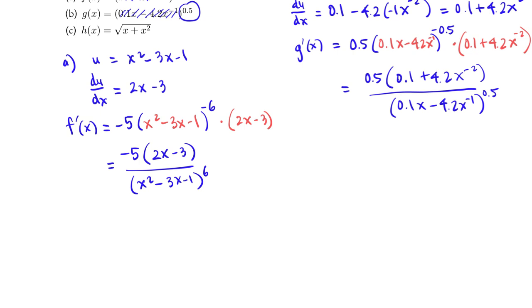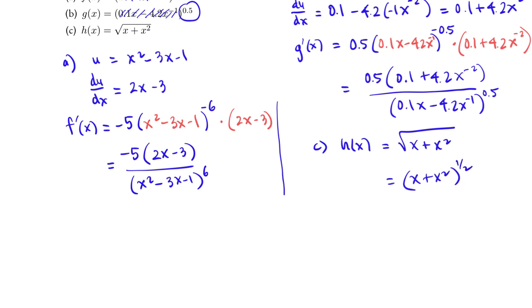For the last part, C, we first rewrite h of x equals the square root of x plus x squared as x plus x squared raised to the 1/2 power. And we see that this is the power, and so we're going to use the power rule. We recognize that the inner function is x plus x squared, whose derivative du dx is 1 plus 2x.